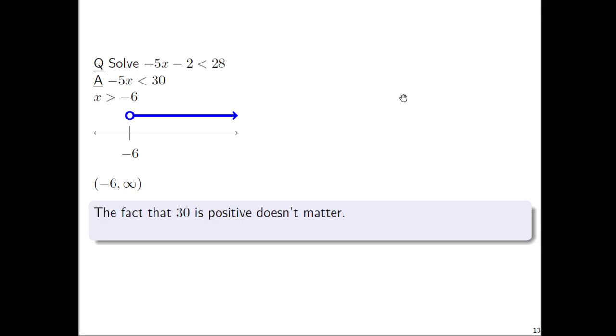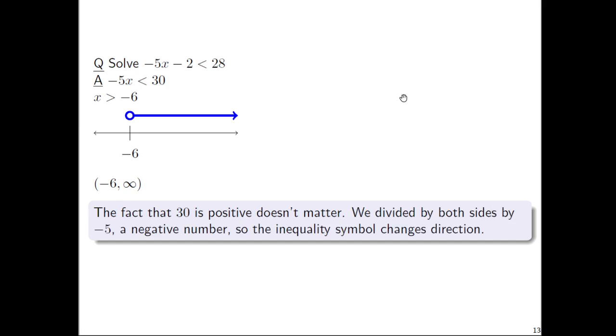We're done with the problem, but the comment here is to say that the fact that 30 is positive doesn't matter. Sure, 30 is positive, but that's not the point. The point is that we divided both sides by negative 5. By dividing by a negative number on both sides, the inequality symbol had to change direction.